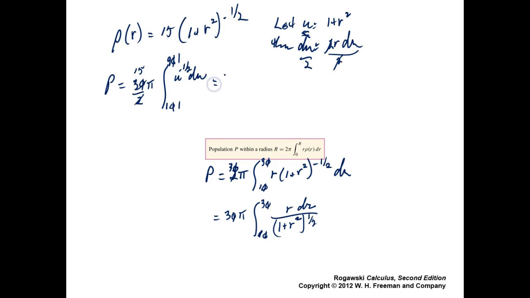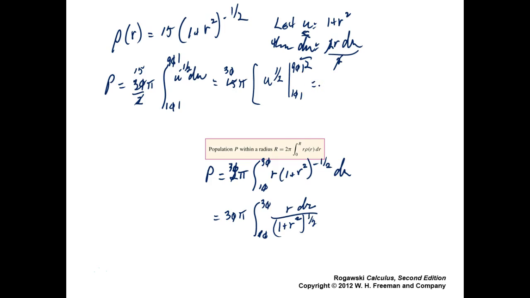So this is going to be 15 pi. That sounds good, doesn't it? And then what's our antiderivative? U to the 1/2 times 2 over 1. I'm going to take this 2 back out here and make that 30 again. Boy, we've been back and forth on that, haven't we? And evaluate this from 101 to 901.